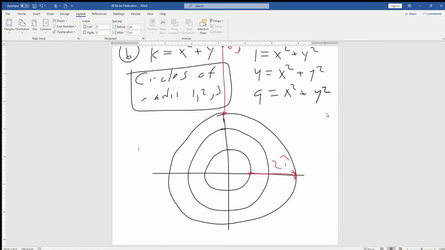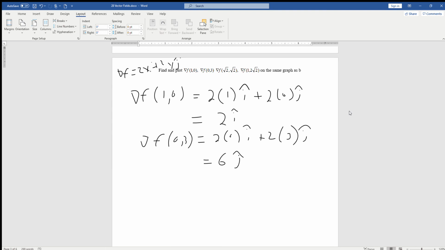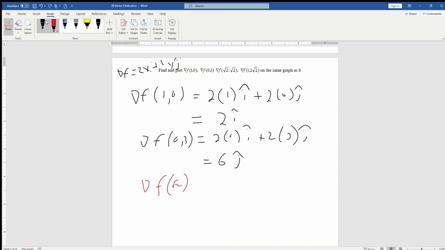So a third example. Now this time we're going to have 2 inputs. So we're going to have root 2, root 2. So del f at root 2, root 2. And this is pretty easy to see. That's going to be 2 roots of 2i plus 2 roots of 2j.